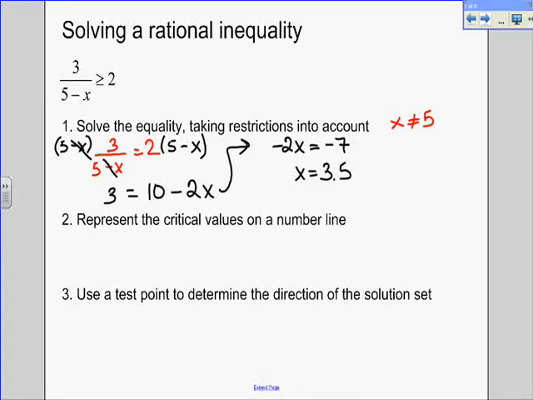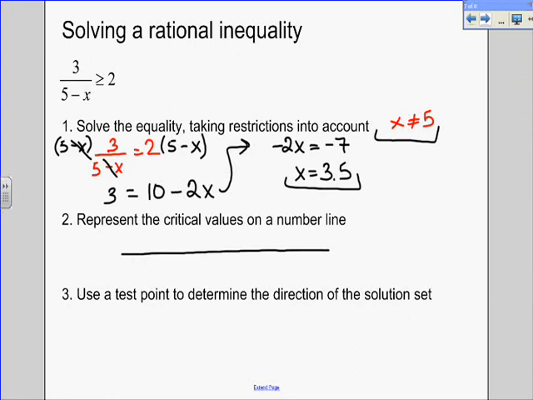So now that I know that my value of x is 3.5, what I'm going to do is set it up on a number line. So I'm going to represent my critical values on a number line. So let's write this down. Our two critical values are x at 3.5 and x at 5. And we're going to represent with an open circle or a closed circle depending on the situation.